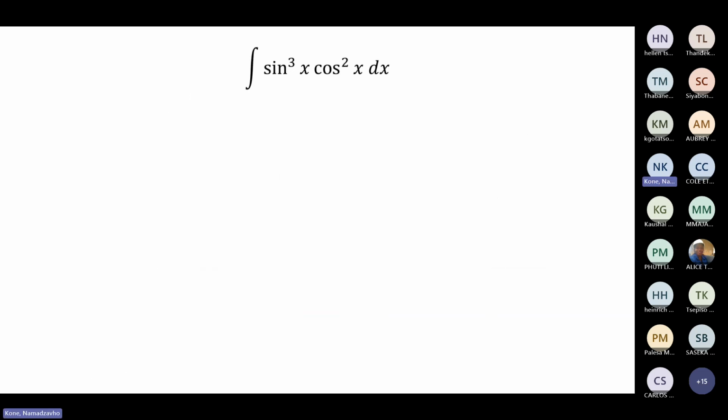Right, now it becomes even messier. We have got now 2 trigonometric ratios that are not the same, and they have got powers. This is now a nightmare, which we need to find a way of solving. Now we've got sine cubed of x and cos squared of x. Anyone with a suggestion of how we can attack this one?